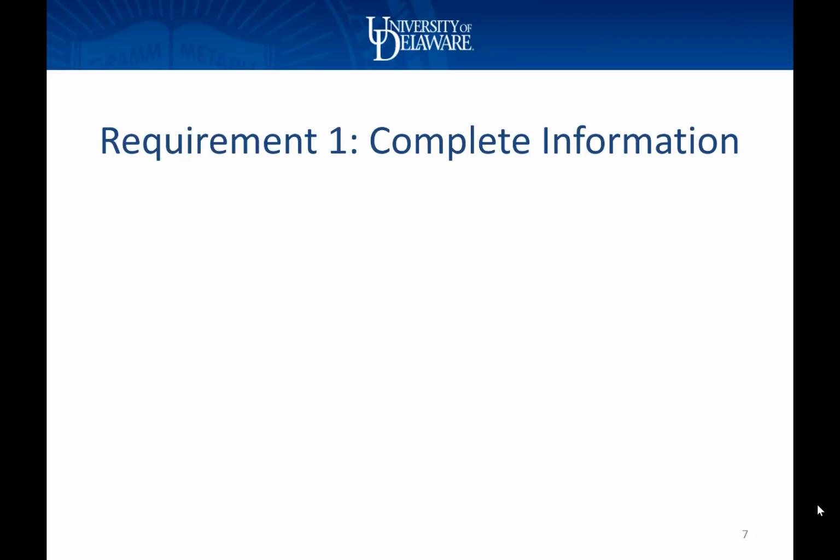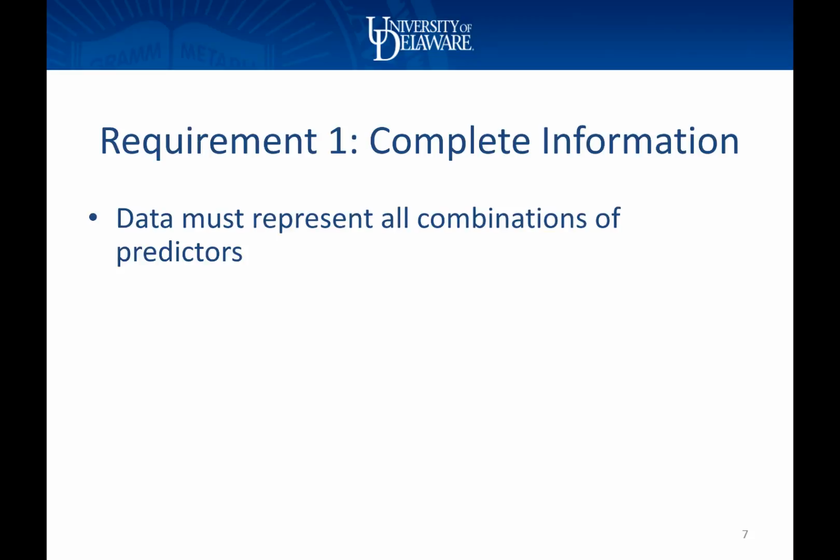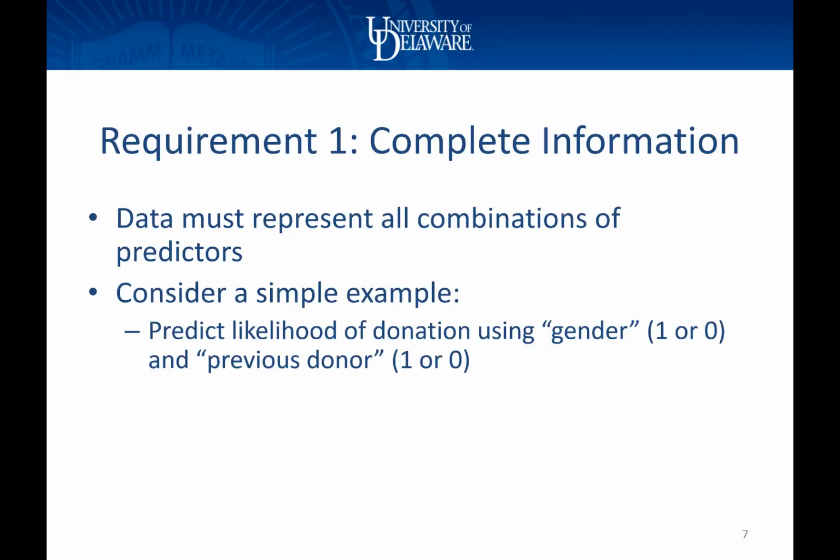The first requirement of logistic regression is complete information. In order to proceed with a logistic regression model, we must have complete information, or relatively complete information. Data has to represent all combinations of the predictors in order to get a good idea of what the trends are. So consider this very simple example.